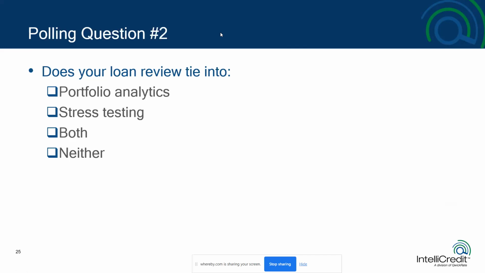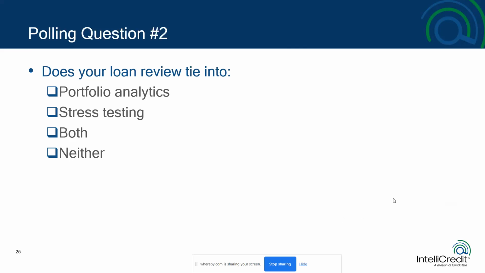Hopefully you're seeing that polling question. Hold on, I need to get the question there, and I will launch this and give you a few seconds to respond. Does your loan review tie into portfolio analytics, stress testing, or both, or neither? All right, we will close the poll. Let me share results.